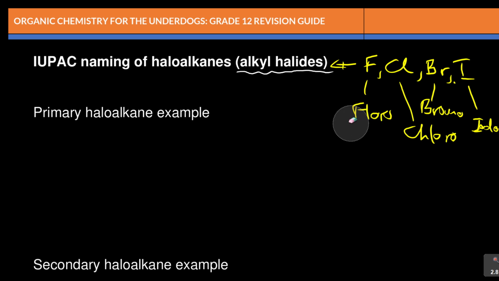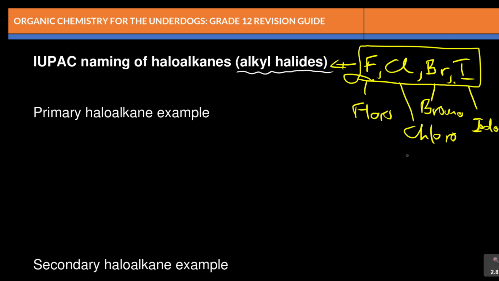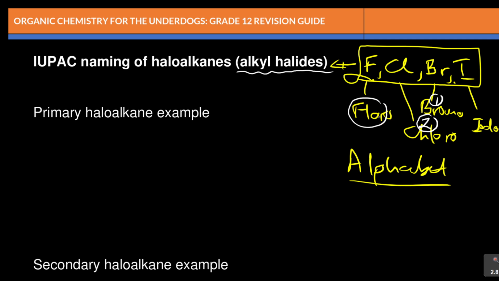Now when you are naming these in an organic molecule, all of them are equal to each other. Let's say there are 2 of them in an organic molecule. You follow the alphabetical order, meaning most of the time bromo is number 1, then chloro is number 2, that is C, and then fluoro follows as number 3, and iodo is number 4.